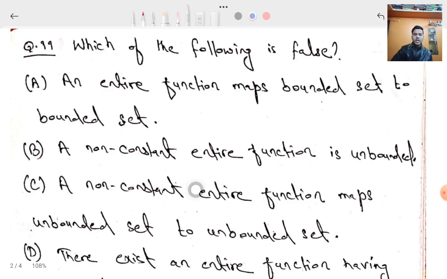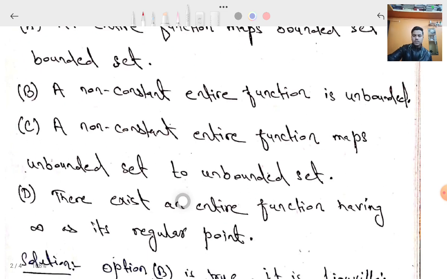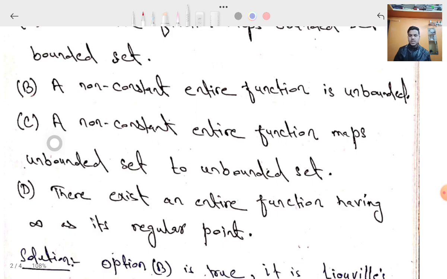Now we have to find the false statement. Which of the following is false? Option A, an entire function maps bounded set to bounded set. Option B, a non-constant entire function is unbounded. Option C, a non-constant entire function maps unbounded set to unbounded set. Option D, there exists an entire function having infinity as its regular point.